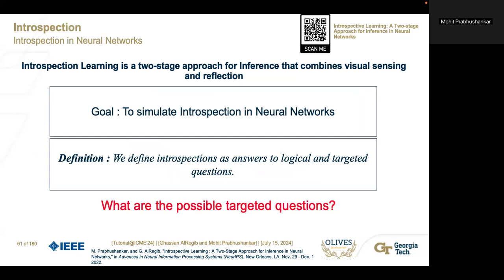It's not very straightforward to us because, again, introspection comes from psychology literature. And to now combine that psychology with these 1.76 trillion parameters is not going to be simple. So we have to have a very clear definition, goal, and more of a technical definition for what this introspection is. So what are the possible targeted questions we can use for introspection?